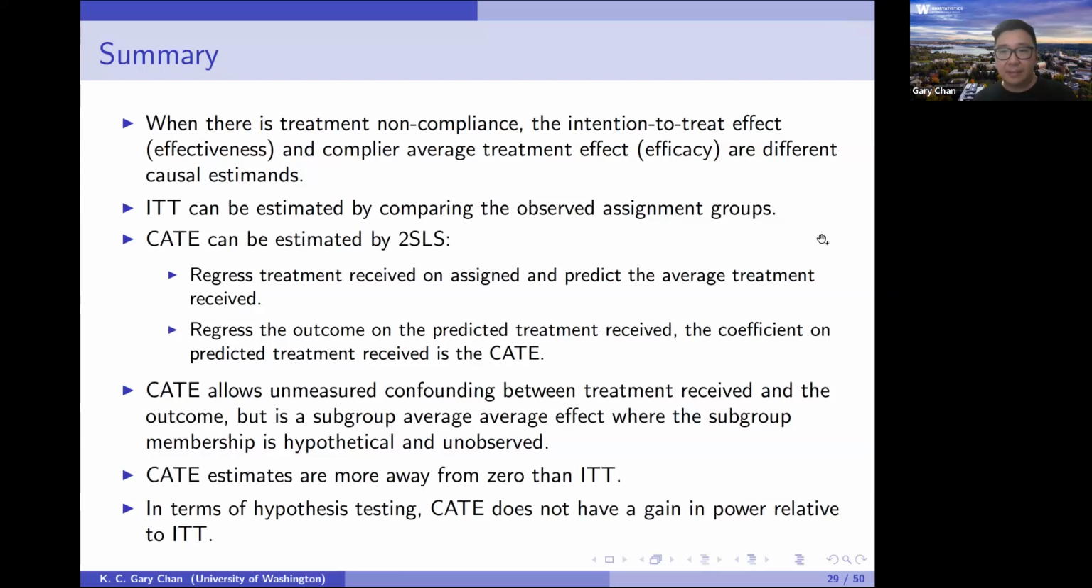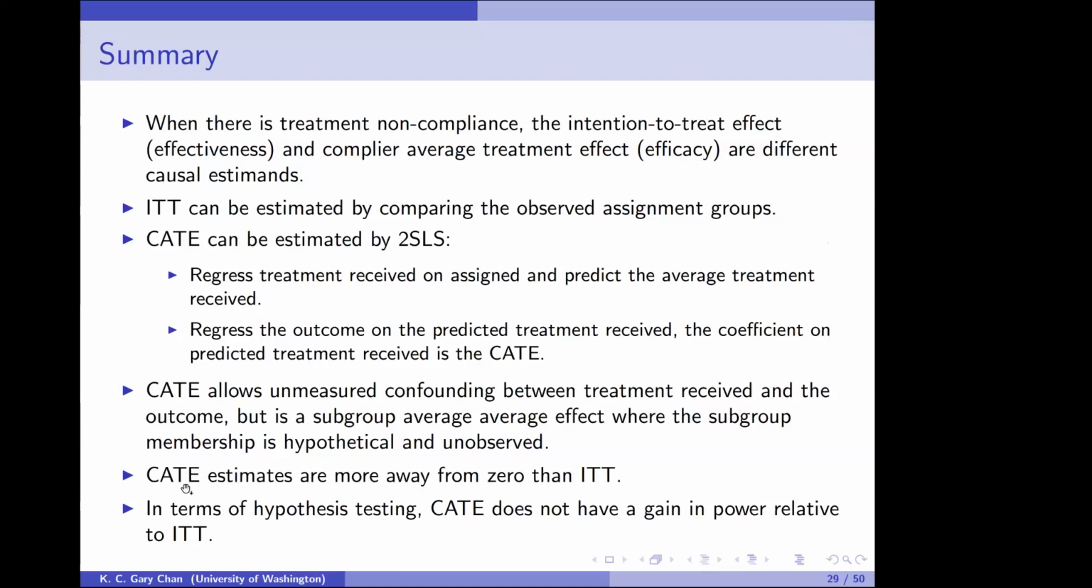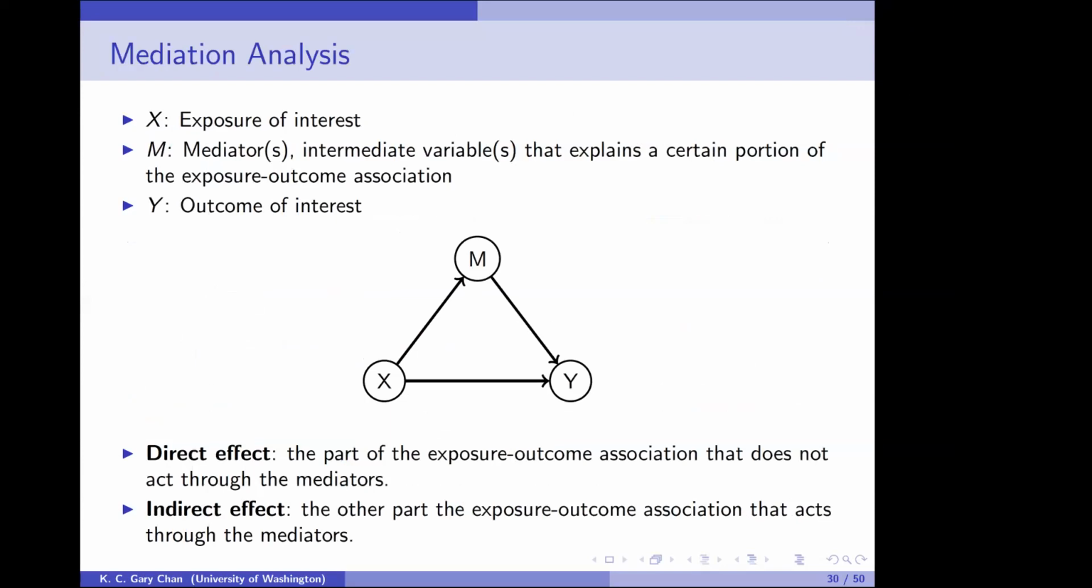Oh, excuse me, I have a question. How do you determine who's a complier versus a never taker? How do you tell the difference between an always taker, a never taker, and a complier?